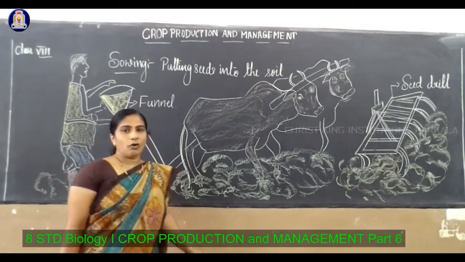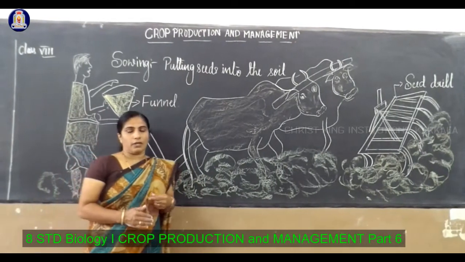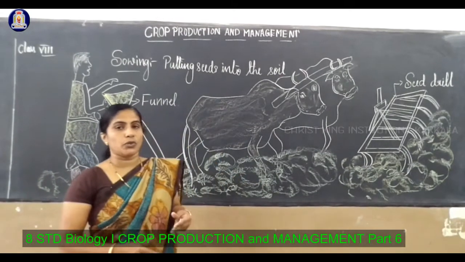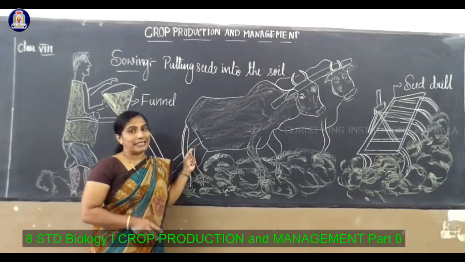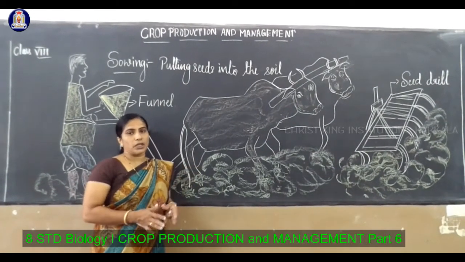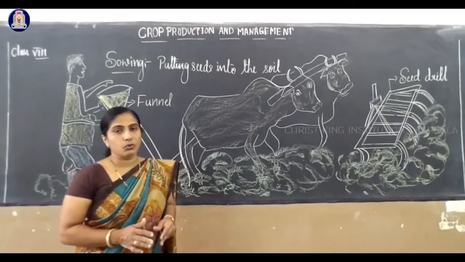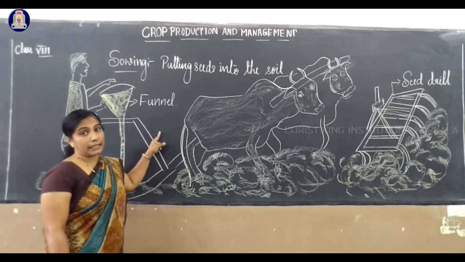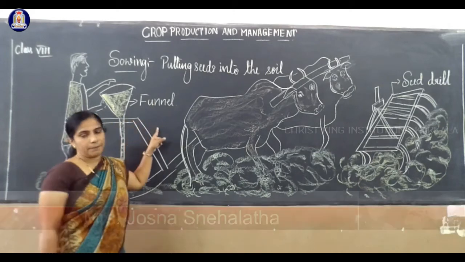Students, we have studied already the preparation of the soil: how to prepare the soil using the plough, hoe and cultivator. So there are three instruments, three tools used in preparation of soil. Today let us study one more agriculture practice that is called sowing.